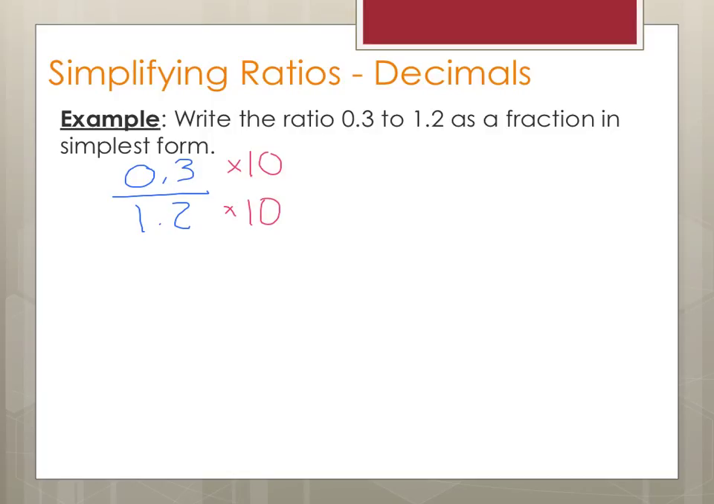When we multiply the top by 10, we're going to get 3. We multiply the bottom by 10, we'll get 12. So far so good. We got rid of our decimals and we have whole numbers now. Fantastic. But this still isn't in lowest terms. We're going to have to divide by a common factor. The top and the bottom are both divisible by 3. So we're going to divide both of those by 3. 3 divided by 3 is 1. And 12 divided by 3 is 4. So we get this ratio of 1/4, which is a fraction simplified to lowest terms.